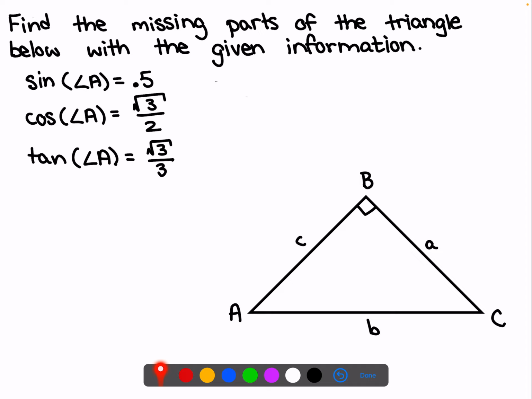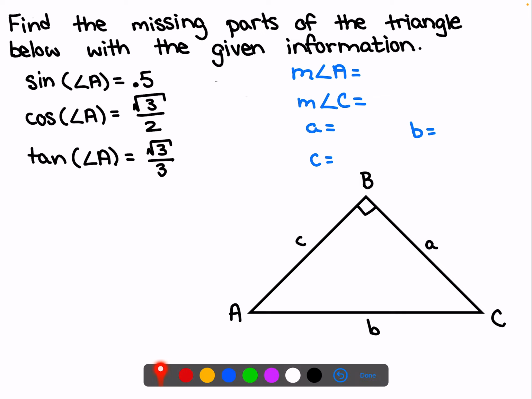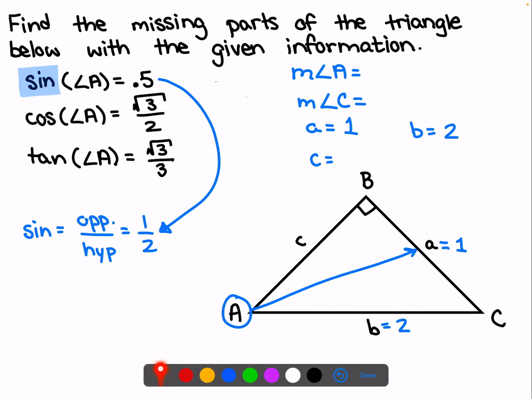So if I'm going to solve for this, the first thing I'm going to notice is that sine of angle A is equal to 0.5. Well, if that's the case, then I know that we can solve for side length A and side length B using trig. Well, sine is equal to opposite over hypotenuse, and 1/2 is the same as 0.5. So therefore my opposite side is 1, my hypotenuse is 2.